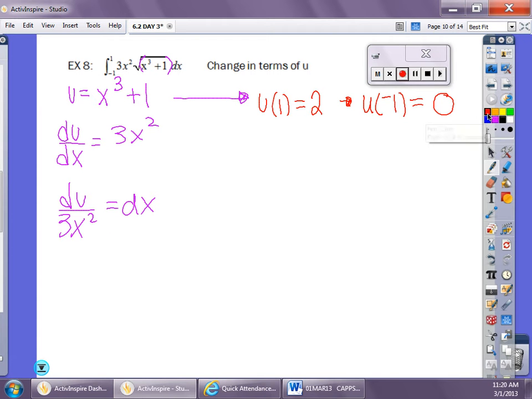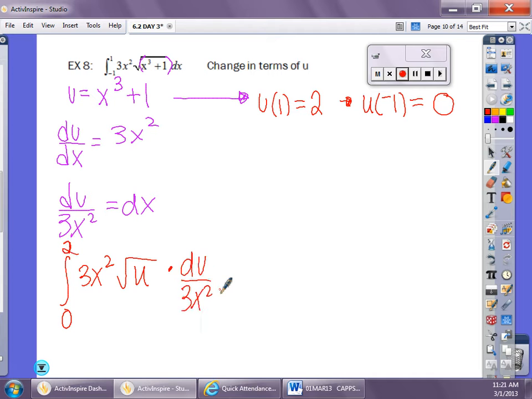Okay, so what do we get now? We get the integral from 0 to 1 of 3x squared multiplied by the square root of u multiplied by, oh, the 2, sorry, 2, multiplied by du over 3x squared. And then if you did it right, you should be canceling your 3x squared. Some of you probably are starting to figure out that you don't always have to write this little step here. Okay, so I'm going to rewrite it a little bit nicer.